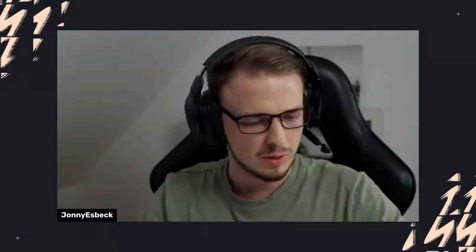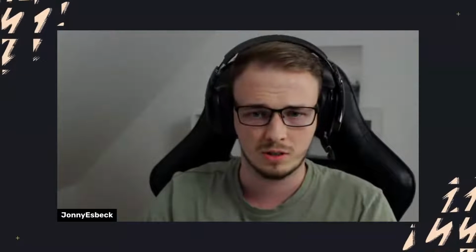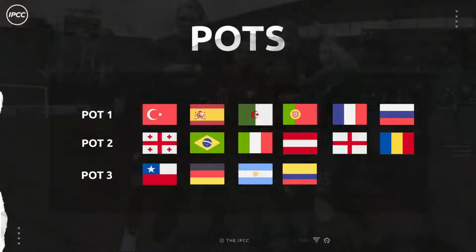At the beginning, I would like to start with some explanation on how we do the draw today. The reason for this is that there are some restrictions, obviously, in the first knockout round. We will start with the pots. We have three kinds of pots. I think we also have a graphic for that. There are the pots. The first pot consists of the teams that reached the first place in the groups, where we have Turkey, Spain, Algeria, Portugal, France, and Russia.